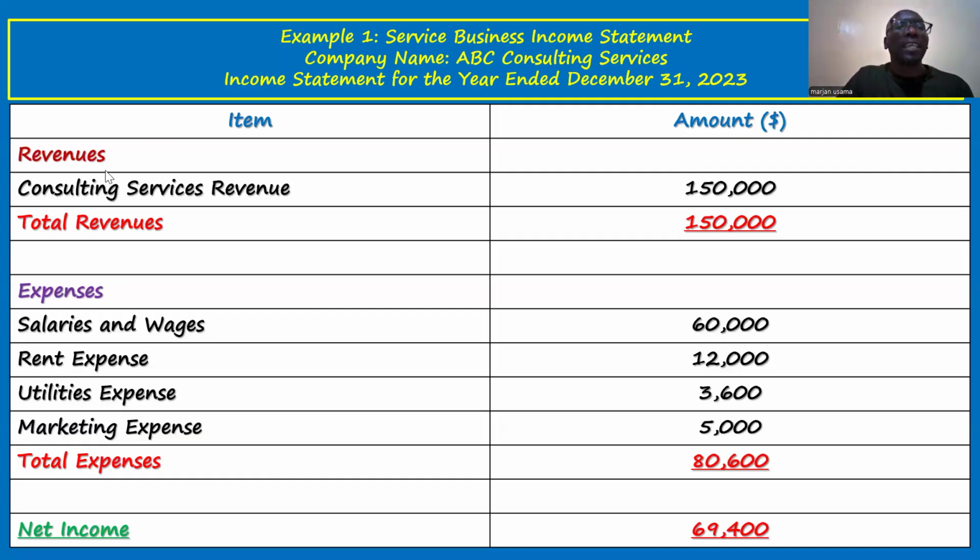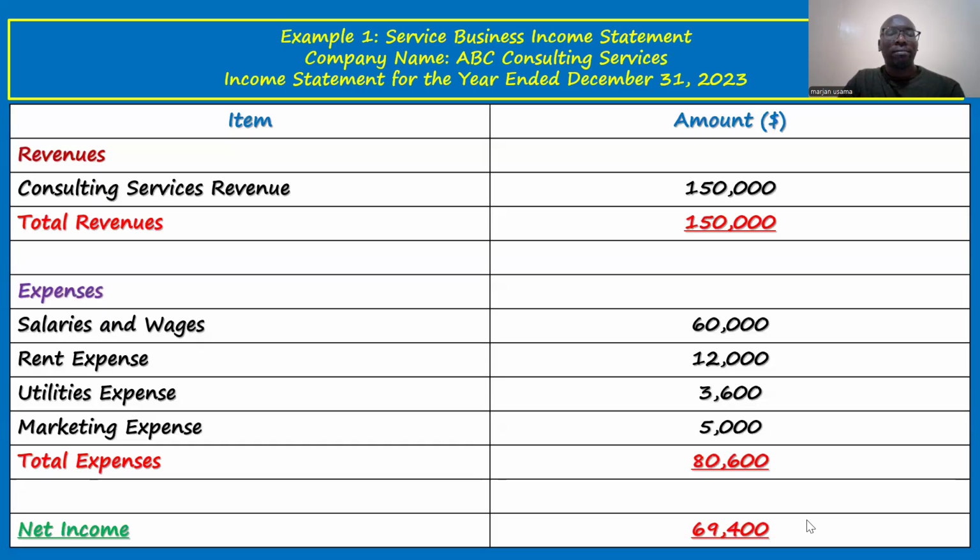So this consulting company, Al-Iradat, they got revenues of $150,000. Let us assume that was for the period that ended 2023. But for that period, they had some expenses: salary, rent, utilities, and marketing. So their total expenses was $8,600. Now, what is their net income? Very easy. It's just the difference between the revenues, 150, minus the 8,600.